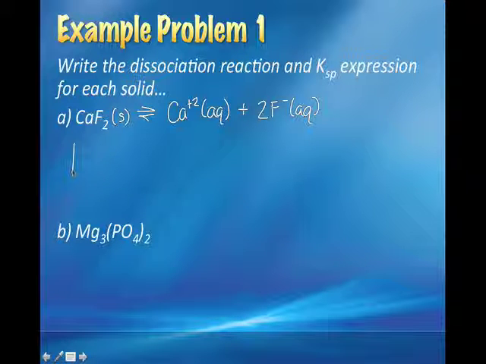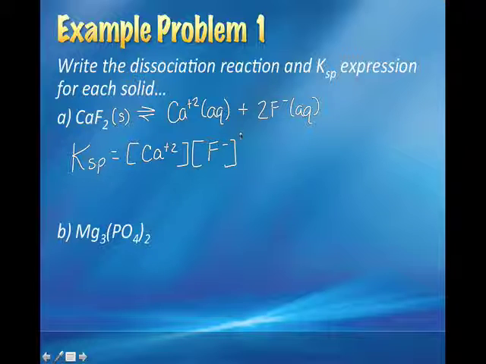Then if I wanted to write its Ksp, I would just put the concentration of the calcium ions in square brackets, and I'd put the concentration of the fluoride ions, and I would want to square that one because of the coefficient. So that would be the end of the Ksp for letter A. Letter B, we'll do the same thing. I'll just throw a solid on the end there.